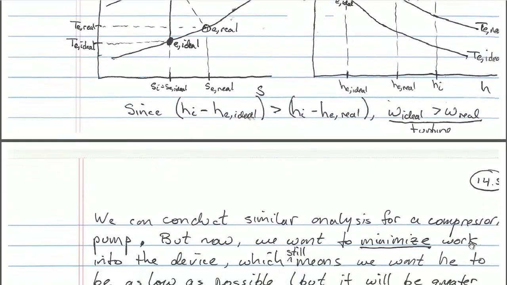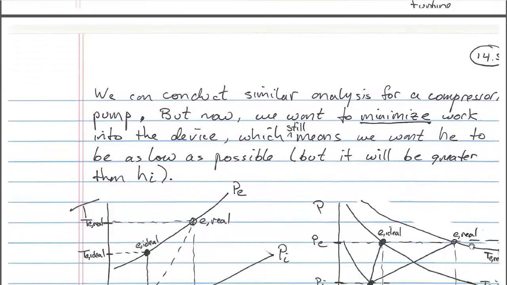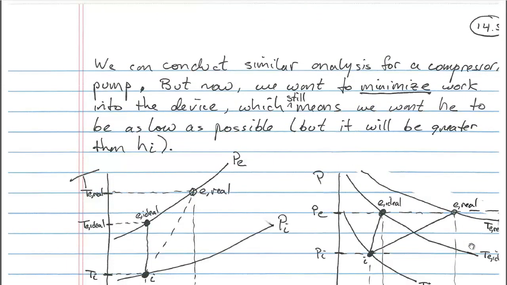Okay, so far, all of our analysis has centered on the turbine, and of course I like to study turbines because they start with the letter T, and I have a certain fondness for the letter T. But we can, in fact, conduct very similar analysis for a compressor or a pump. The mathematics or the equations are exactly the same. The only difference is that in the case of a compressor or a pump, because we're putting work into these systems, we want to minimize that work transfer.